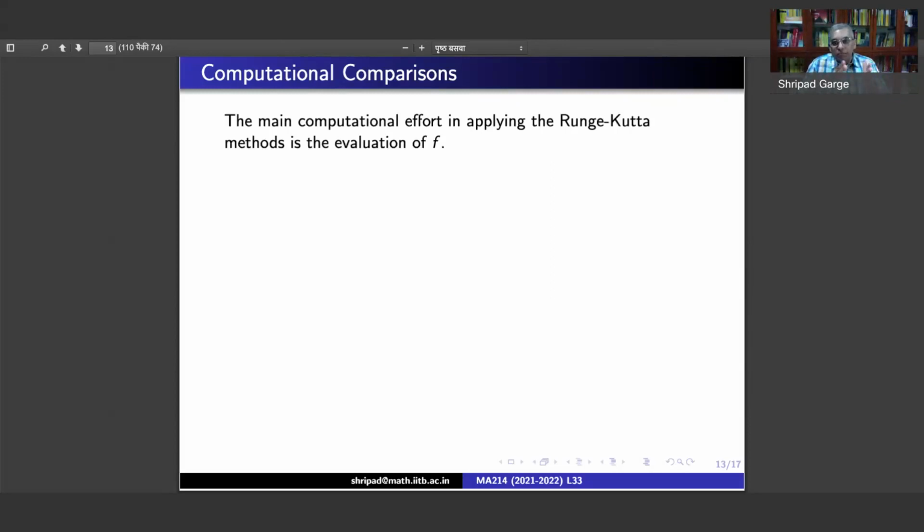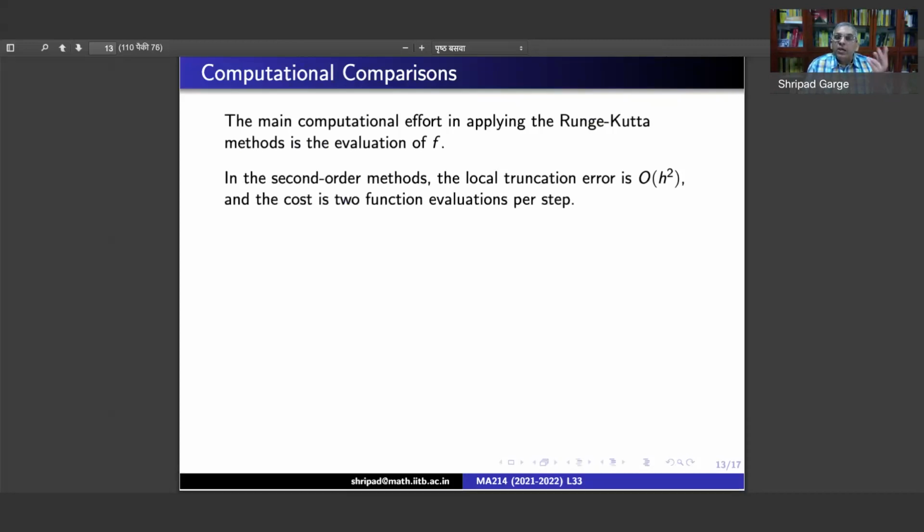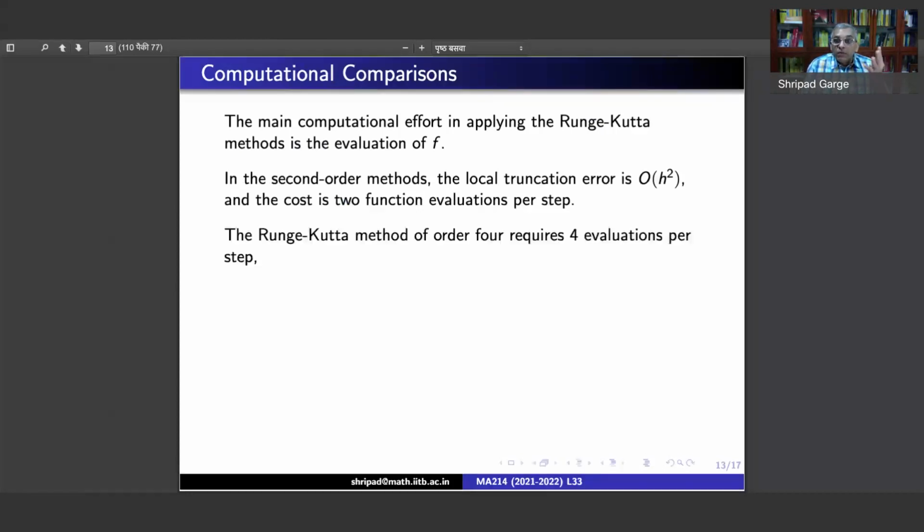So the very basic thing about Runge-Kutta methods is that you have to evaluate the function, and there will be some nested evaluations. In the second order methods, the local truncation error is of the order of h square, whereas the evaluations are two function evaluations per step. The Runge-Kutta method of order 4 requires 4 evaluations per step. So you have to evaluate K1, which is once, K2, the second time, K3, the third time, and K4, the fourth time.